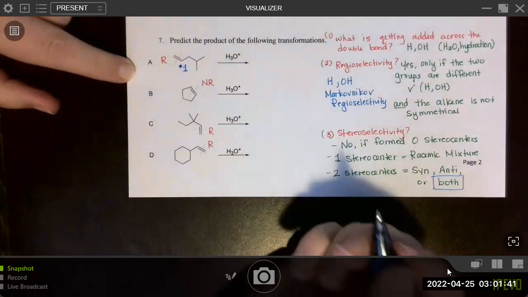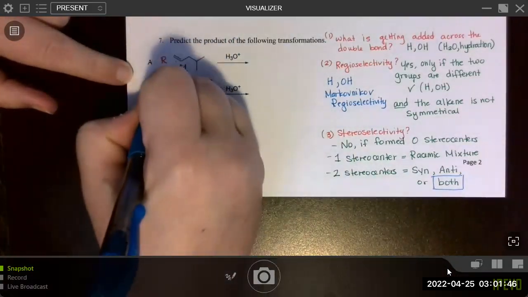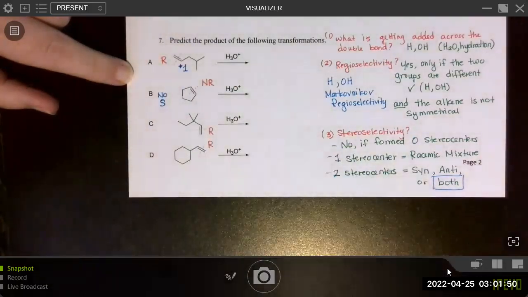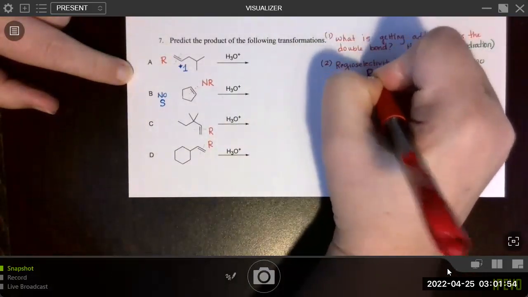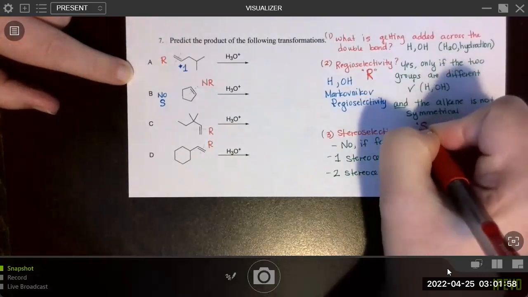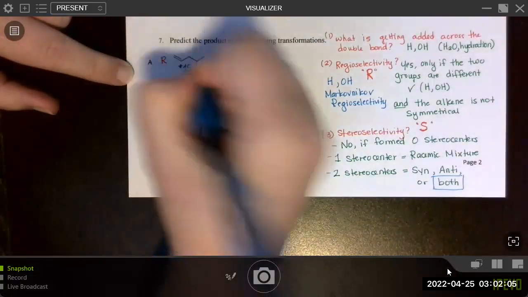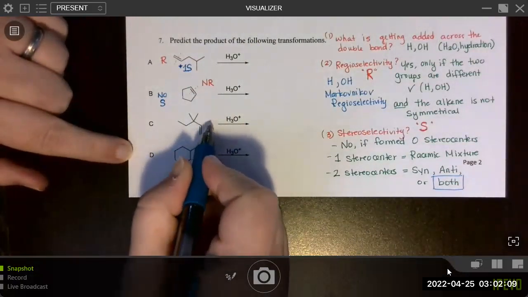This case, no stereocenters. We'll just label that with S. I'm just going to call regioselectivity big R. The stereoselectivity would be S. No stereoselectivity. 1 stereocenter. Here, hydrogen will go here, OH will go there.